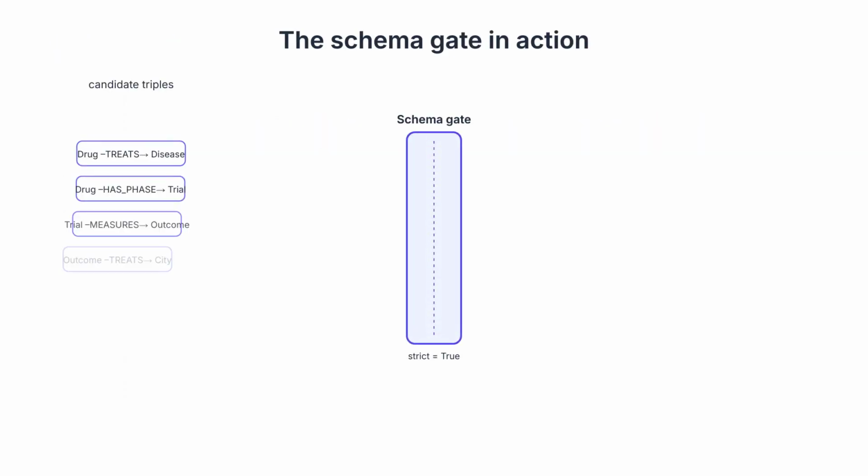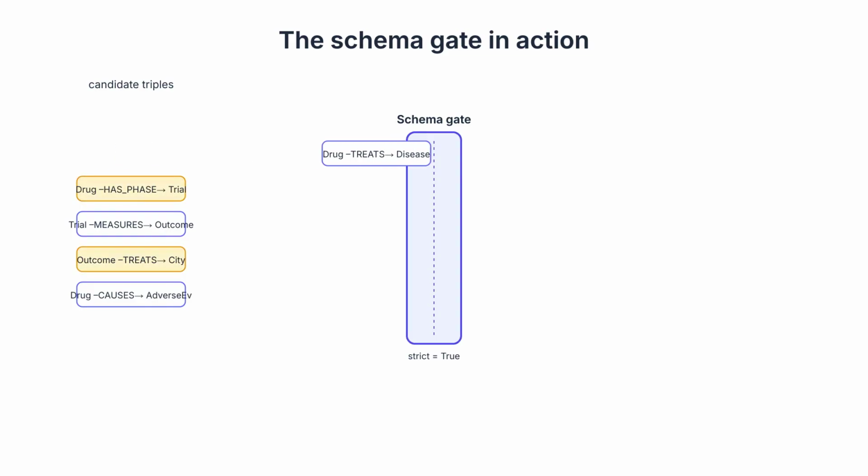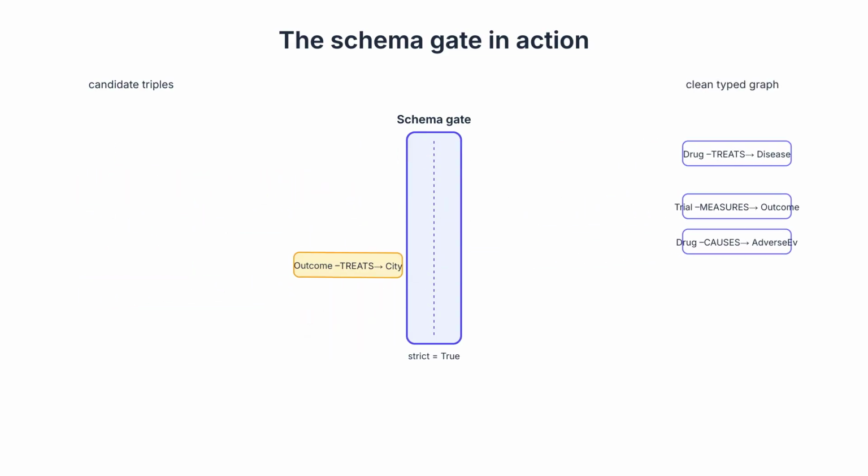Picture a gate. Candidate triples line up, some match your allowed types, some don't. A strict schema gate lets the legal ones through and drops everything off schema on the floor. Less coverage, sure, but the graph that survives is clean, typed, and trustworthy. In a medical setting, that trade is a no-brainer.